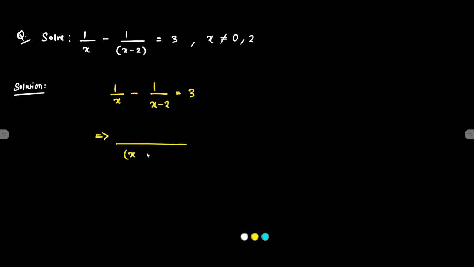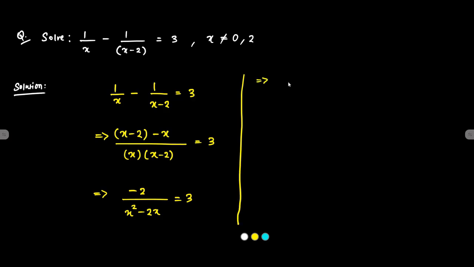x minus 2 minus x. This is equal to 3. Okay. That implies here x minus x will get cancelled and it will be minus 2 by x square minus 2x is equal to 3.